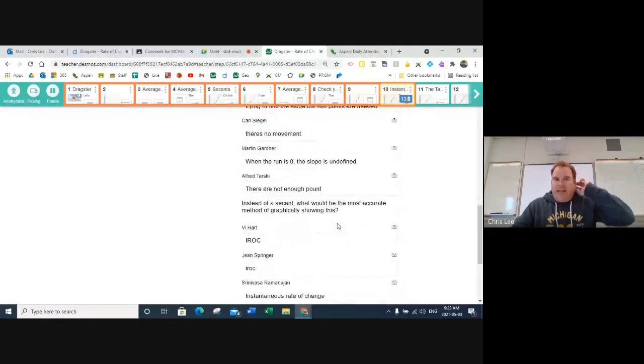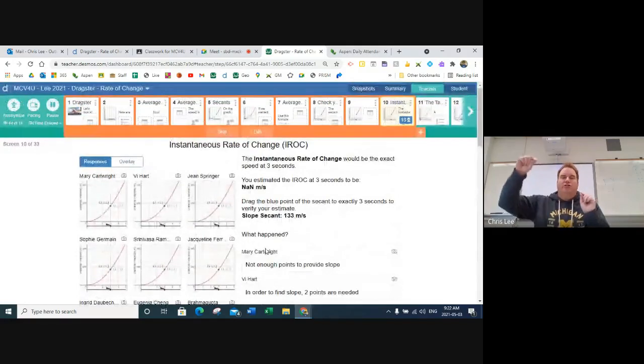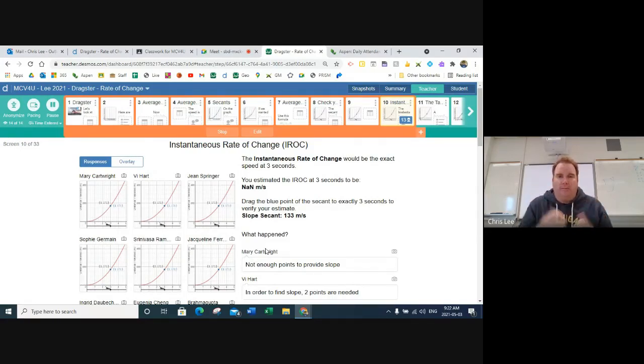Okay, everyone's sort of getting the idea. Now it is the IROC, I agree, but we can't calculate it because when we shrink our secant down to a single point, then we lose the ability to calculate slope. So this is one of the major fundamental problems that needed a calculus solution. And the way we figure out this problem is one of the fundamental theories of calculus. That's why it's so important that we stop and look at this.